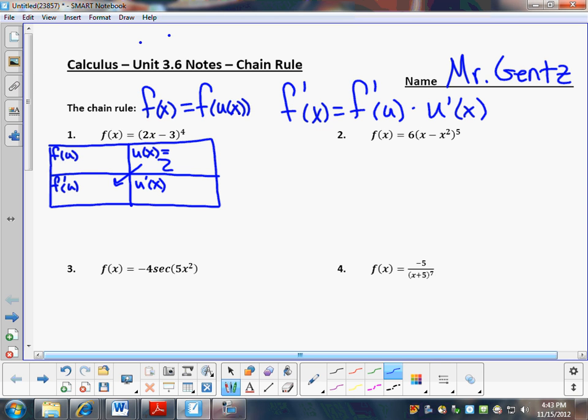U of x is the inside piece, 2x minus 3. F of u is the outside piece. So when I say inside, I mean that part. When I say outside, I mean that part. And so we say f of u is, notice our variable is u to the 4th. Let's now take our derivatives. F prime of u would be 4u to the 3rd. U prime of x would be 2.